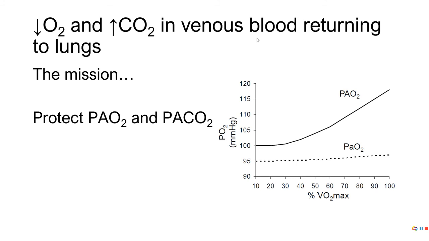Now I want you to look at this figure for a second. What's happening? Just to orient you, this is percent VO2 max, so you can think exercise intensity, and this is the pressure of oxygen. We've got alveolar and we've got arterial. What do you see with this figure? Notice arterial oxygen remains relatively constant. However, alveolar oxygen actually increases.